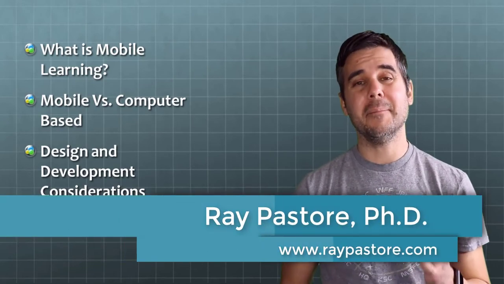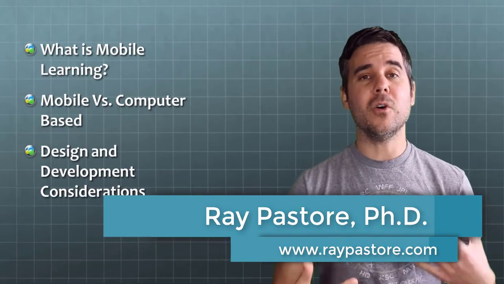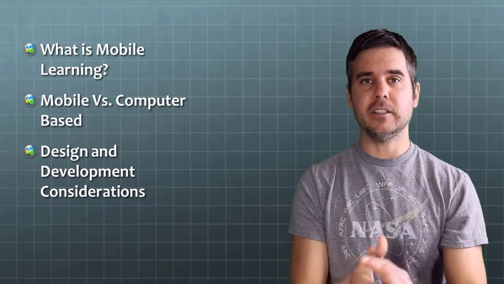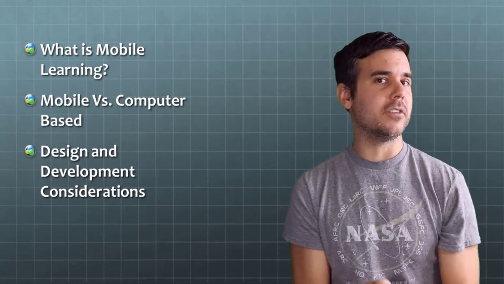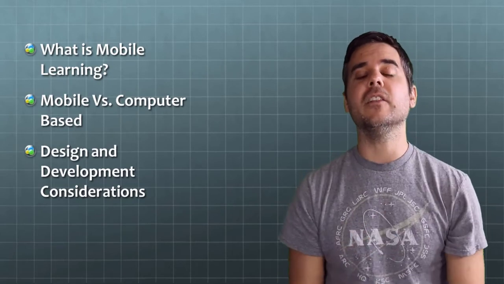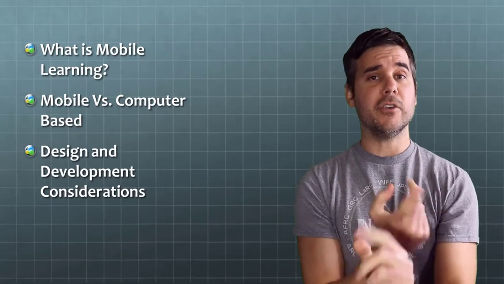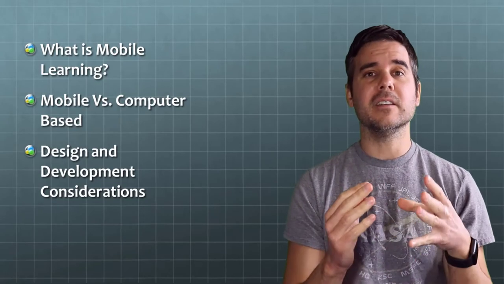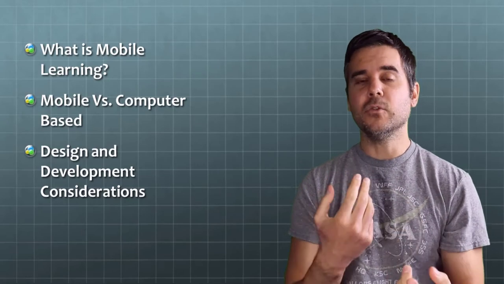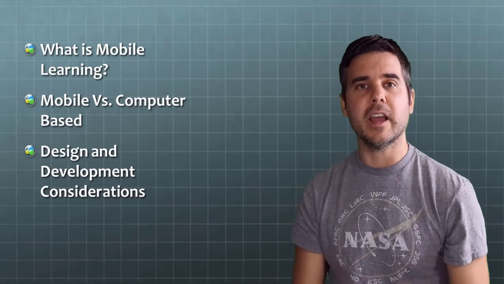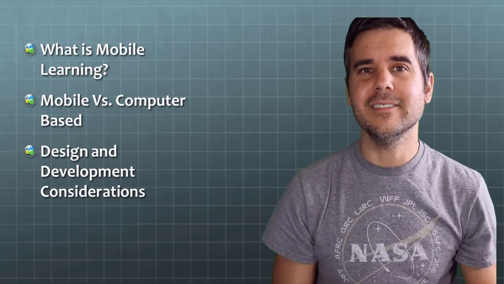What we're going to do is I'm going to give a general overview about mobile learning, design, and development. I want to talk about mobile versus computer development a little bit and talk about some of the design and development considerations when you decide how you're going to develop things, and some different ways to compare apps versus a website, desktop versus mobile, all that kind of good stuff. All right, y'all ready? Let's go.